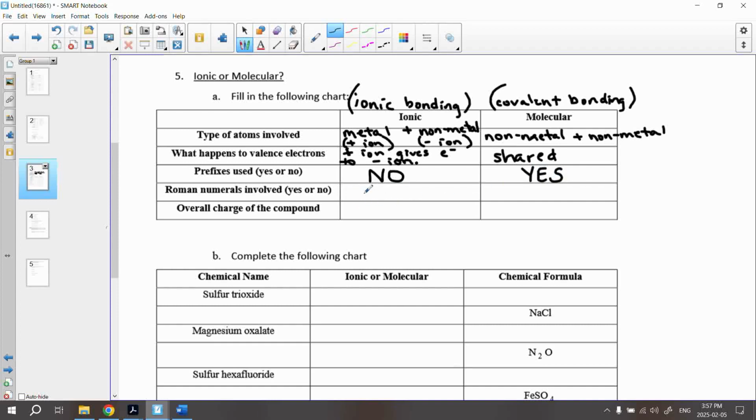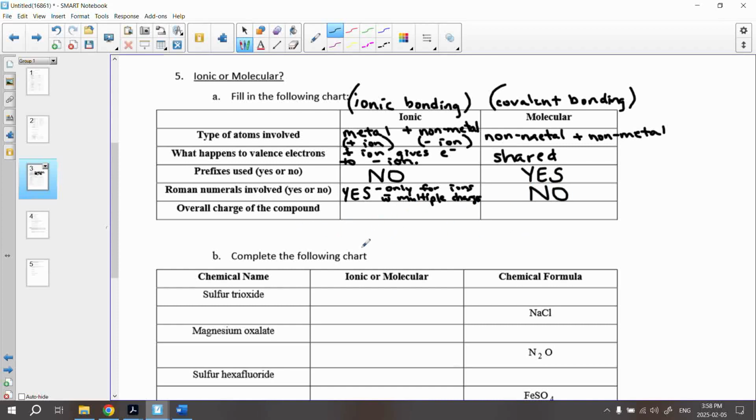In ionic compounds, we do use Roman numerals. So we'll say yes, but not every time. Only for ions with multiple charges. Okay, whereas in molecular, nope, never use a Roman numeral.